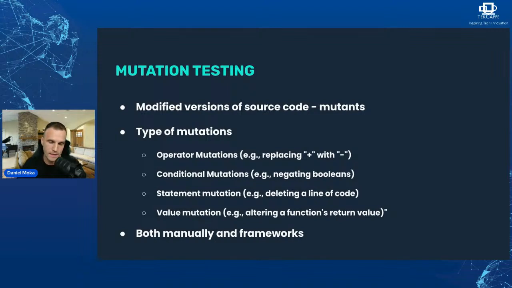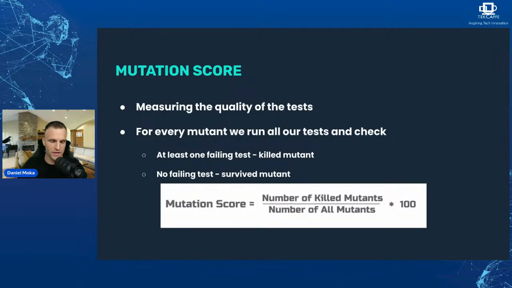But of course, it can be time-consuming to do this repeatedly for a large code base. That's why we use frameworks. What the frameworks do is generate as many mutations for your code as possible. After that, for each mutation, they check whether your test suite is strong enough. From this, they calculate a metric called mutation score. This mutation score really measures the quality of your tests. So the higher it is, the better.